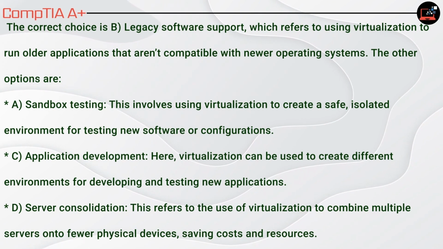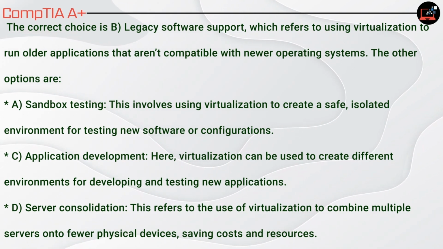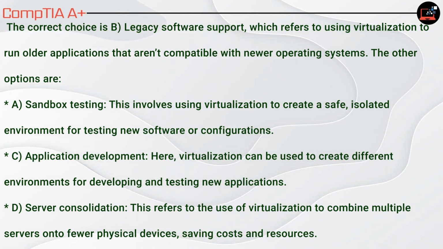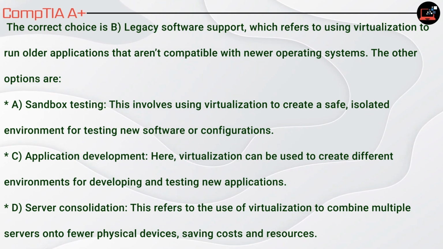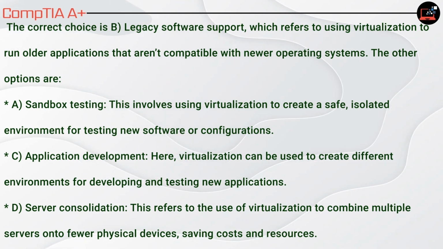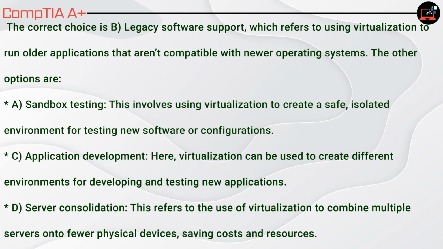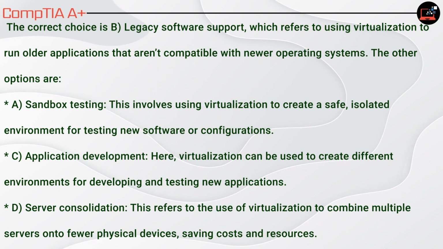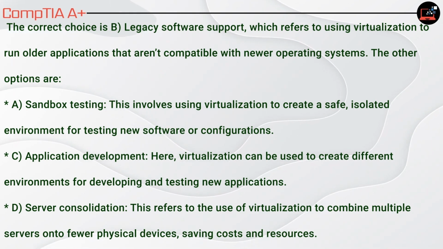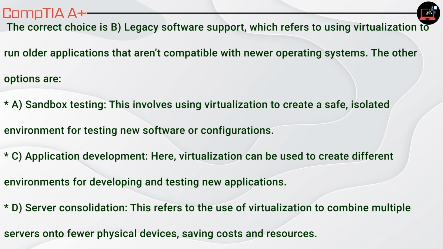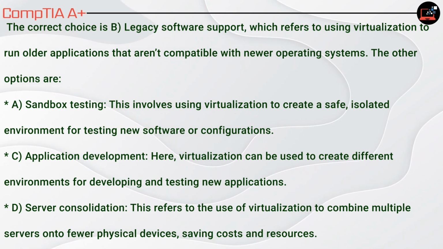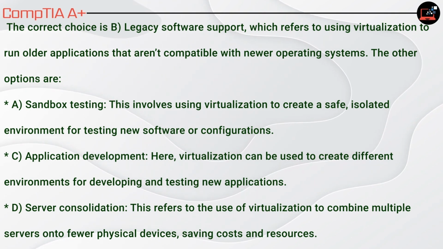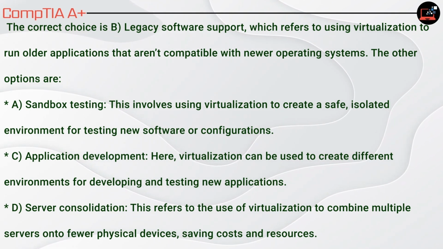The correct choice is B, legacy software support, which refers to using virtualization to run older applications that aren't compatible with newer operating systems. The other options are A, sandbox testing. This involves using virtualization to create a safe, isolated environment for testing new software or configurations. C, application development. Here, virtualization can be used to create different environments for developing and testing new applications. D, server consolidation. This refers to the use of virtualization to combine multiple servers onto fewer physical devices, saving costs and resources.